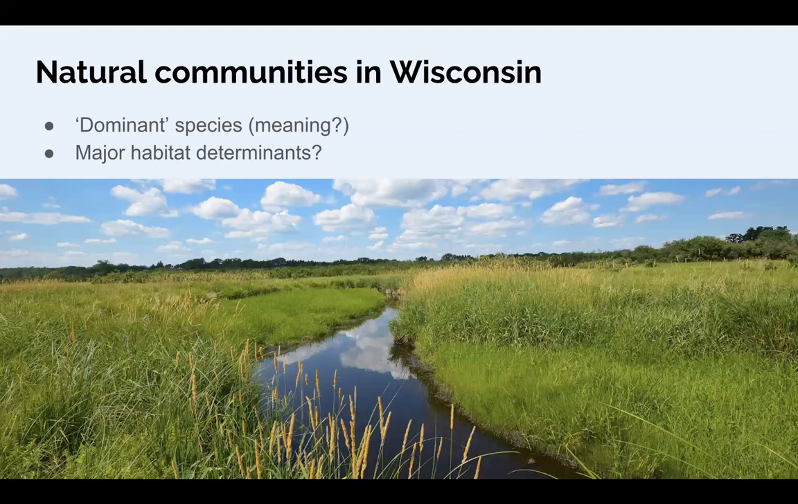But knowing really for the natural community types, if you look at that resource, just a few species are mentioned as these major indicators of the habitat type. And they're kind of a stand-in for the rest of the diversity that you might be able to find there. So looking at different habitat types, besides these dominant species, what are the other determinants, factors that might determine what kind of habitat you have?